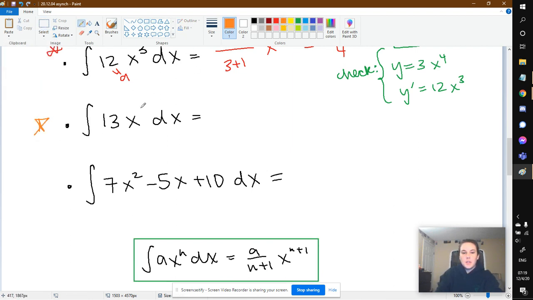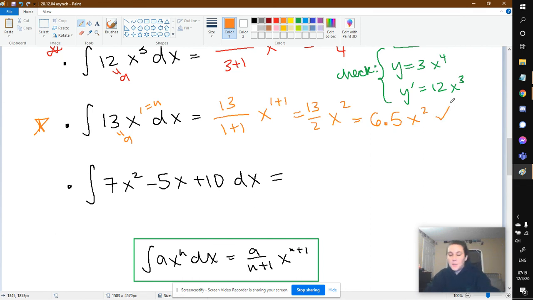Here, if we've got 13x, that means 1 is n, 13 is a. The integral is 13 over 1 plus 1 times x to the 1 plus 1. That's 13 over 2 x squared, and that is 6.5 times x squared. It's a decimal. That's totally fine. We should be confident with this answer.